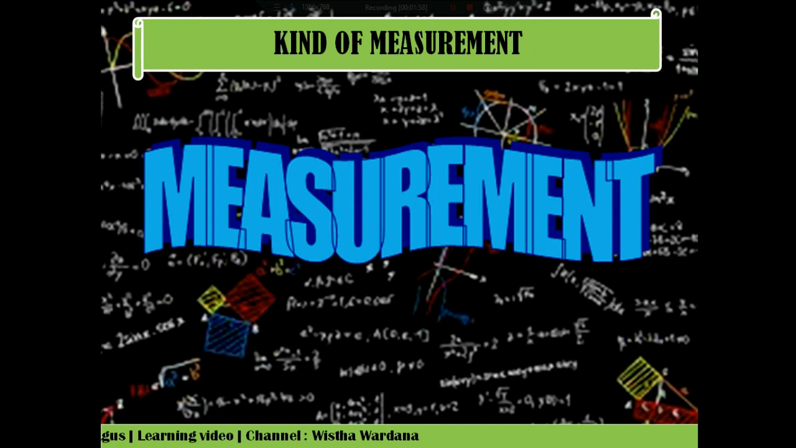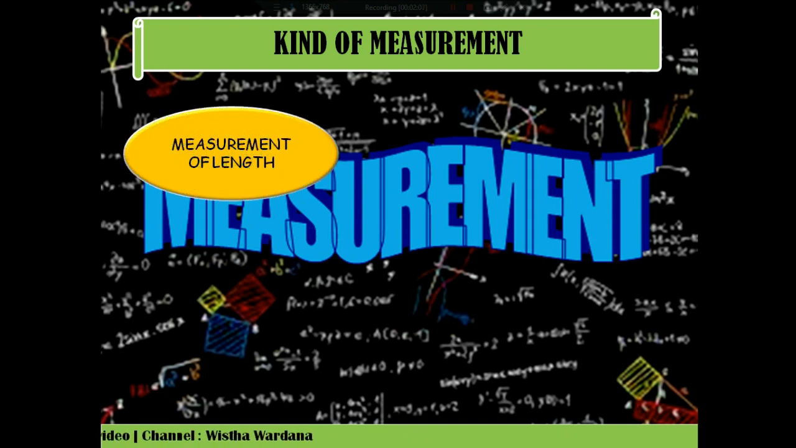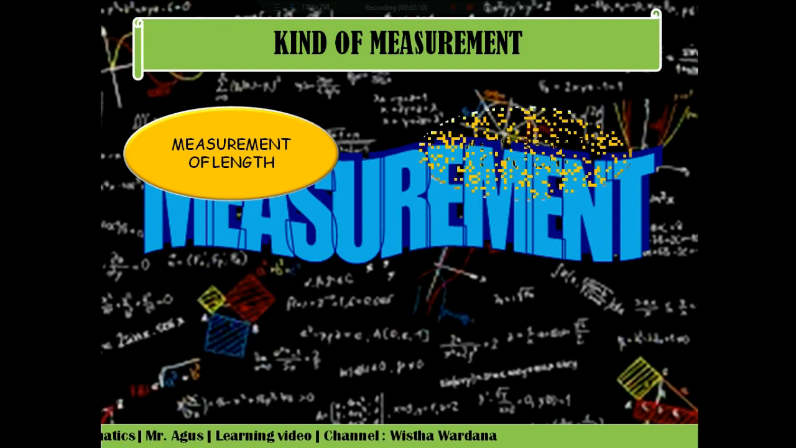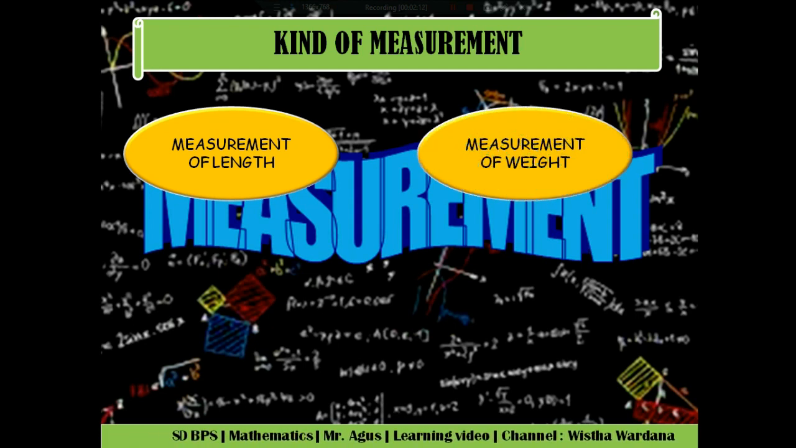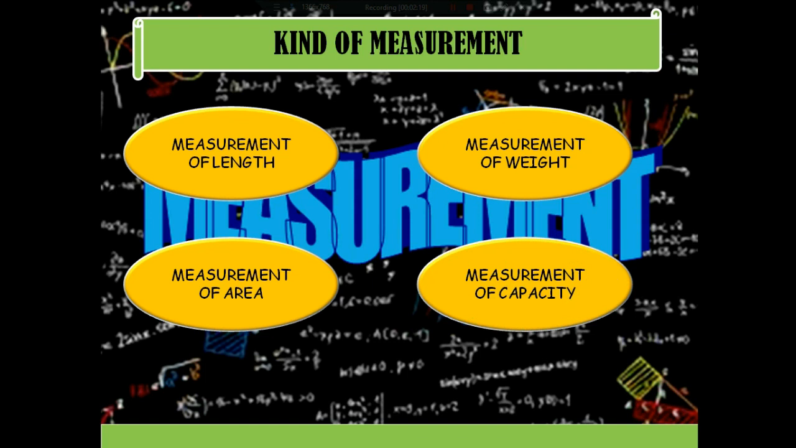Kinds of measurement. In this video, I will explain 4 kinds of measurement. The first one is measurement of length. The second one is measurement of weight. The third one is measurement of area. And the last one is measurement of capacity. You have to know these 4 measurements in this video. Let's start from the first one.